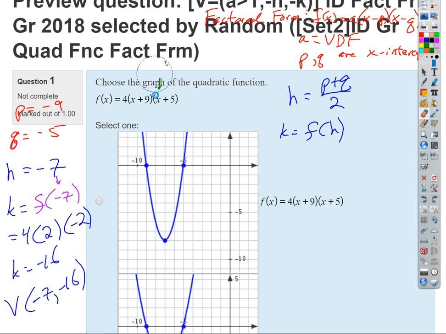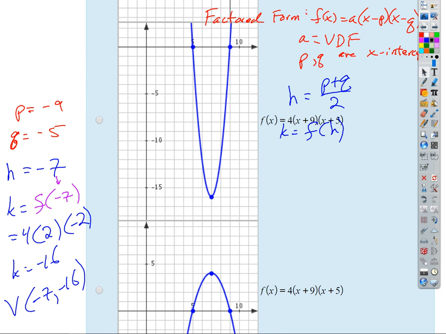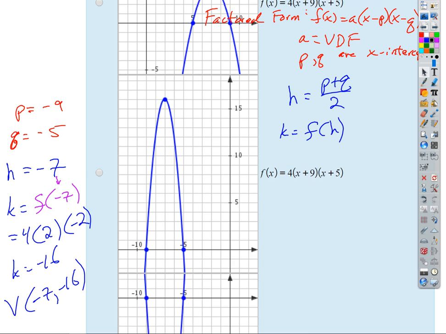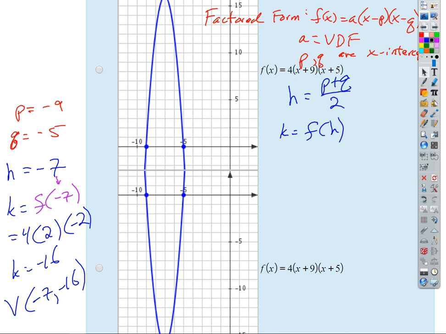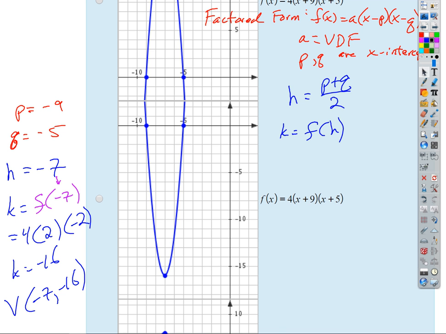Okay, now, thumbs up, thumbs down on how we got K. Okay, good. So then all we have to do at this point is just go find that graph that has those 3 points, right? It has x-intercepts at -9 and -5, and a vertex at the point -7, -16. You tell me when you think you see it here. Ooh, that looks pretty good, doesn't it? Right there. X-intercepts at -9, -5, vertex at -7, -16. That's it, isn't it?